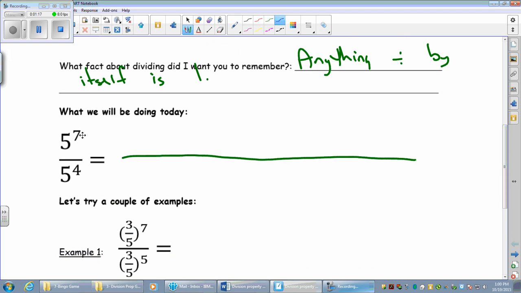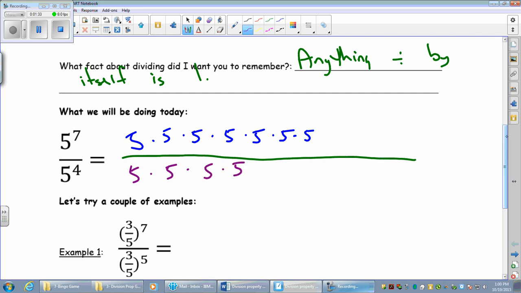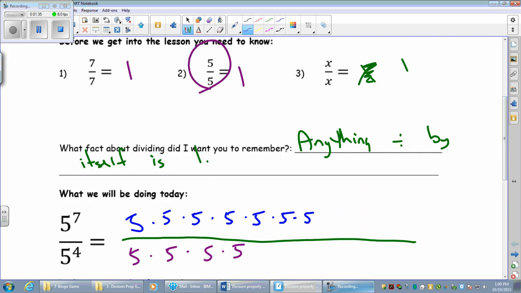So if I have 5 to the 7 on top, how many 5s are there? Obviously 7. There's 6 and one more gives me 7. And how many 5s are on the bottom? Obviously there's 4. So what I'm going to do is I'm going to use this fact to help me simplify.